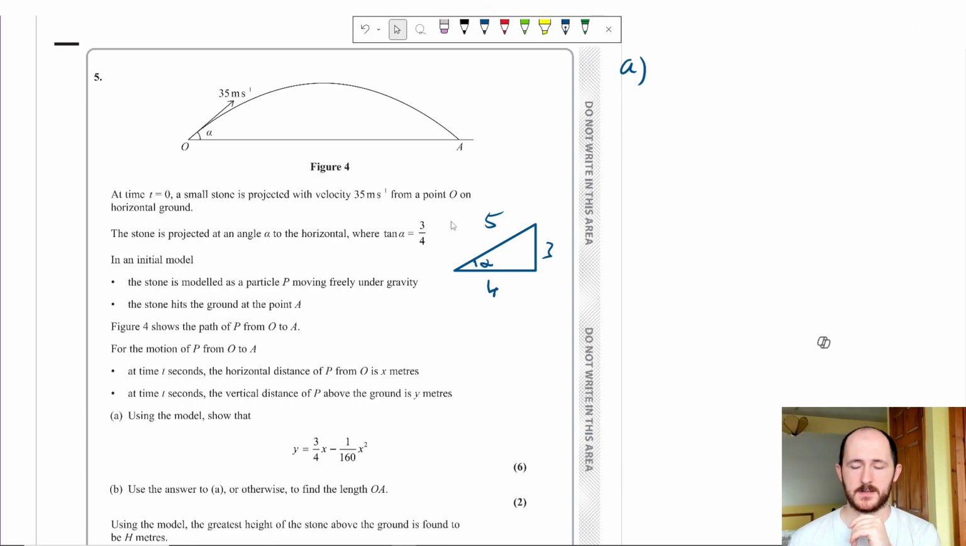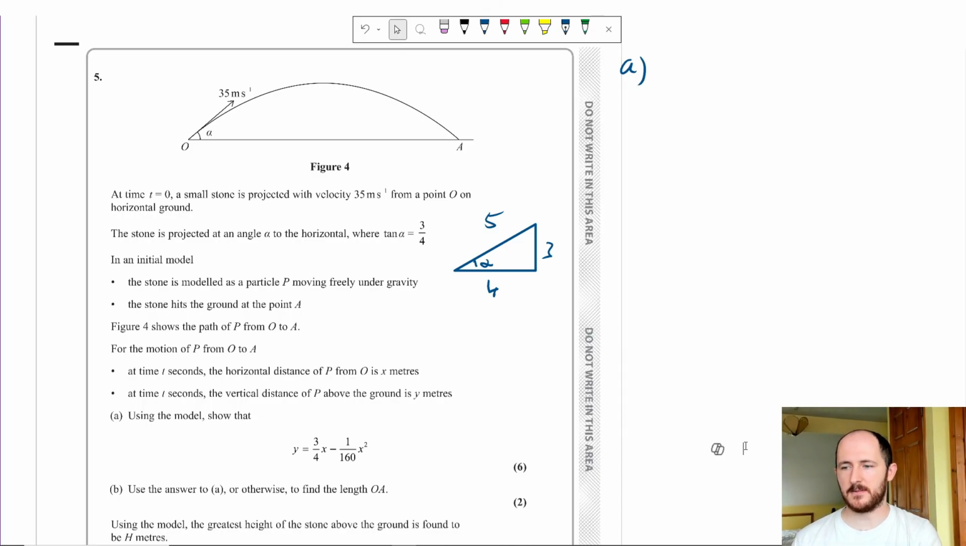By the way, the reason why I use the triangle is because you get exact values. If you inverse tan this, you don't get an exact value, which can sometimes lead to some mistakes. So the horizontal distance of P from O is x meters, and the vertical distance is y meters. So yeah, we don't have any information at all, but we want to have an equation for the vertical distance in terms of the horizontal distance.